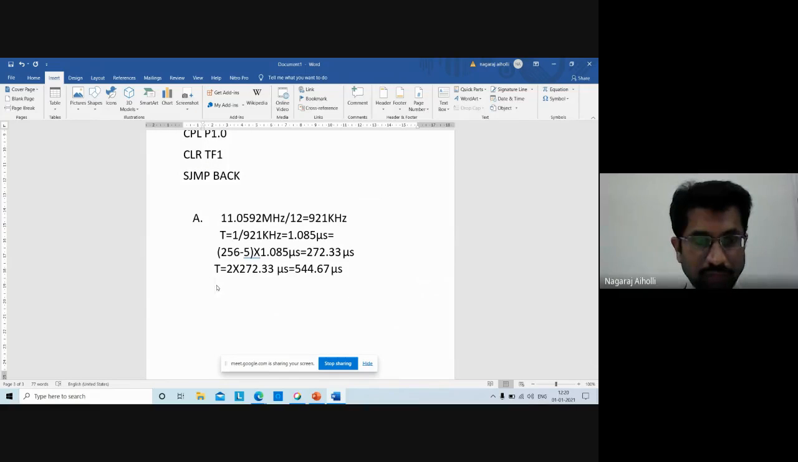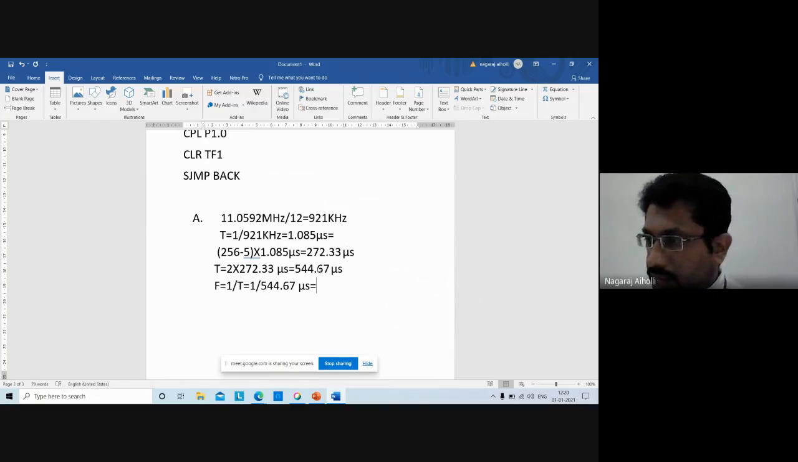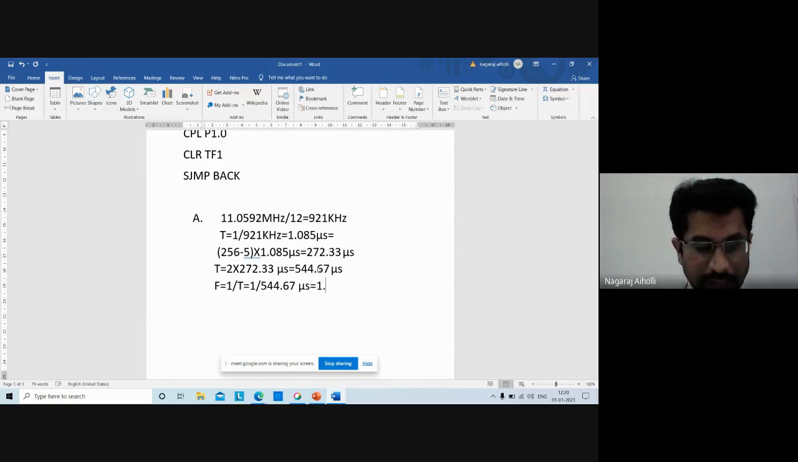If we want the frequency of the square wave, F is equal to 1 divided by 544.67 microseconds. Just check, this comes out to about 1.8359 kilohertz. Okay, this is the first part of the calculation.